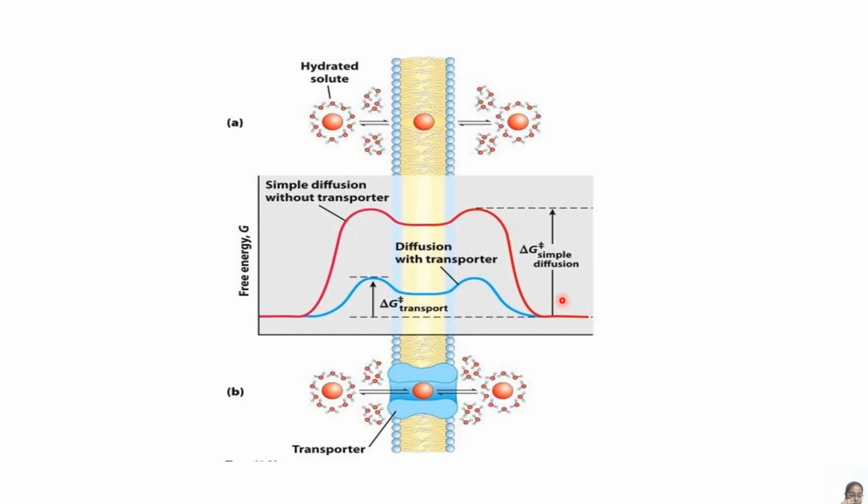If you see the schematic, this is a hydrated solute that moves across the membrane. And this is a hydrated solute that moves across with the help of a transporter. If you see, in case of diffusion without a transporter, the activation energy barrier is very high. It's a simple diffusion, but if you have a transporter, the free energy barrier is not that high.